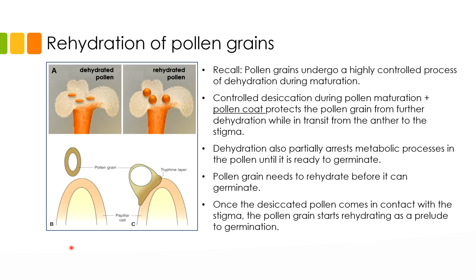When the pollen is captured by the stigma, the outermost layer of the pollen grain is deposited on the cells on the surface of the stigma, this structure right here, which is known as the papillary cells. After this, a structure known as the adhesion foot forms at the cell-to-cell interface between the pollen grain and the papillary cells. With the pollen securely attached to the stigma, it can then start rehydrating.